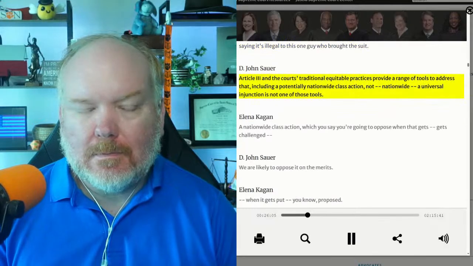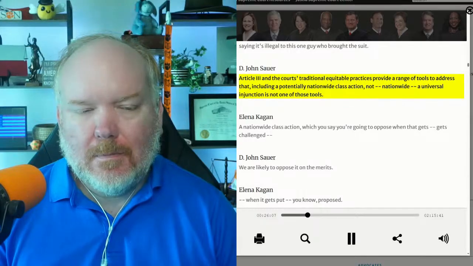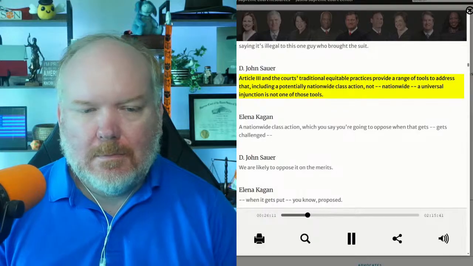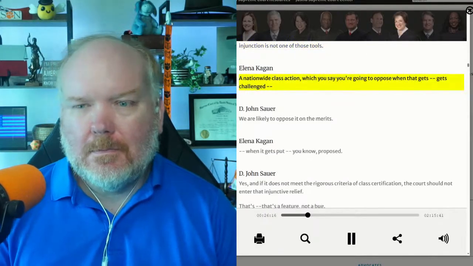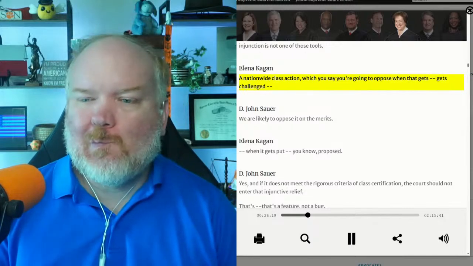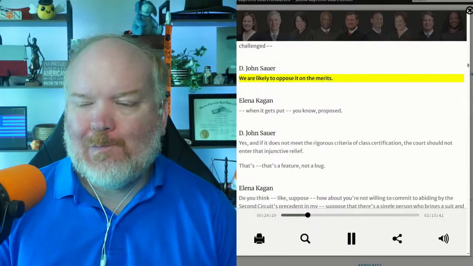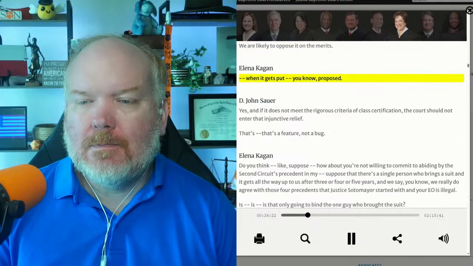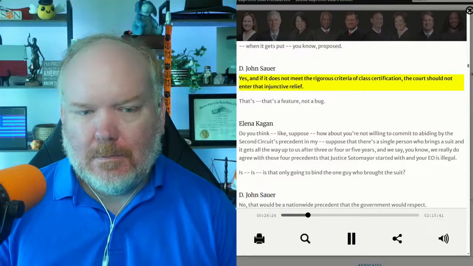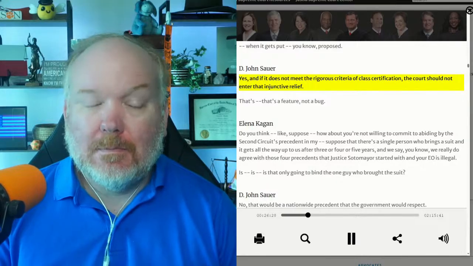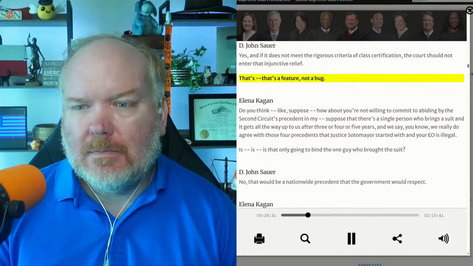Article 3 and the court's traditional equitable practices provide a range of tools to address that, including a potentially nationwide class action. A nationwide class action, which you say you're going to oppose when that gets challenged. We are likely to oppose on the merits. Proposed. Yes, and if it does not meet the rigorous criteria of class certification, the court should not enter that injunctive relief. That's, do you think, feature, not a bug.